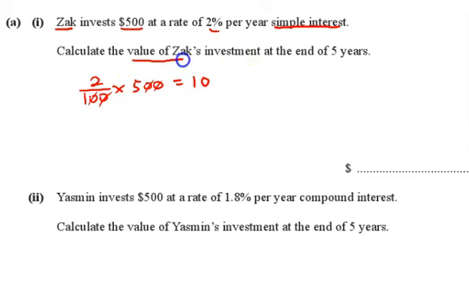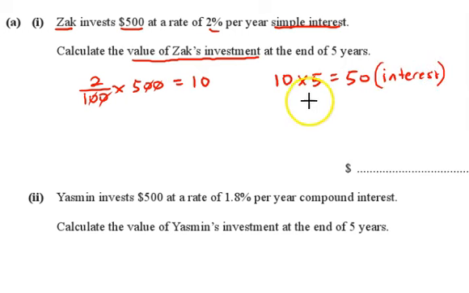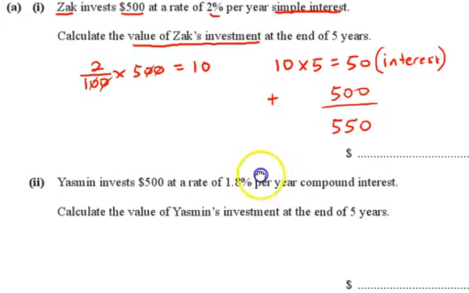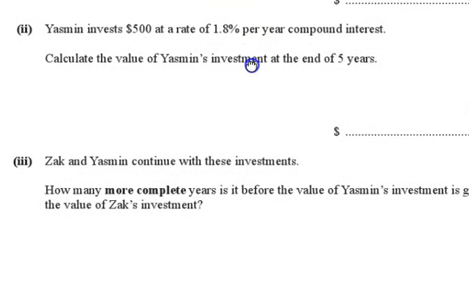So the value of ZA's investment after 5 years. This $10 is only the interest, multiplied by 5, so this is 50. This is only the interest money, plus your initial amount, so we have a total of about 550. Now we go on to another question.